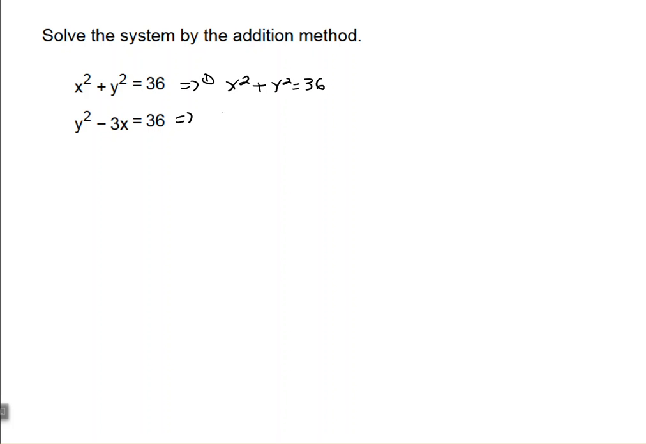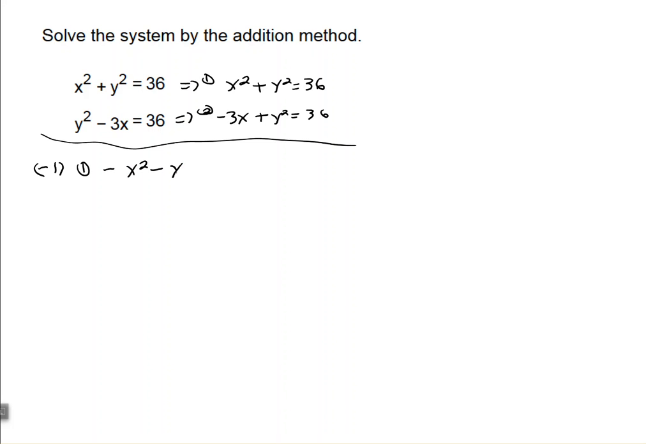I want to rewrite my second equation though, and let's flip the negative 3x and the y squared around. Okay, so you see that both of my y squareds have the coefficient of 1, but I need one of those to be negative 1. So I'll multiply my equation 1 by negative 1. This gives me negative x squared minus y squared equals negative 36. Equation 2, leave it like it is.